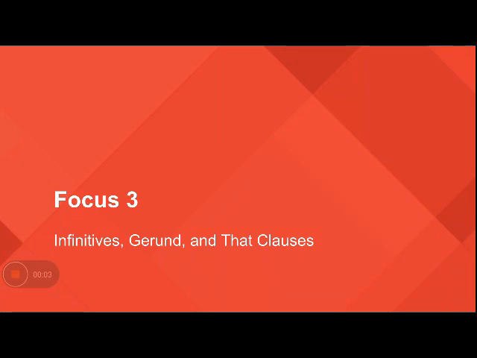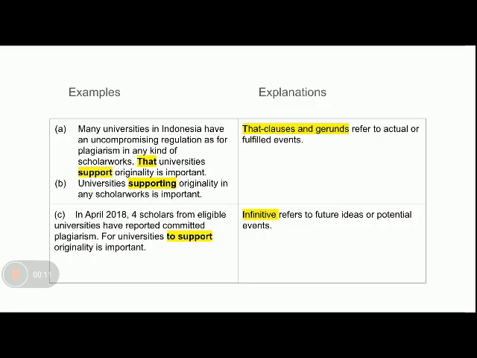Okay, so now moving on to the last part, focus 3, infinitive, gerund, and that clause. Let's take a look at examples. Example A. Many universities in Indonesia have an uncompromising regulation as for plagiarism in any kind of scholar works. That universities support originality is important. So we use that clause to refer to actual or fulfilled events.